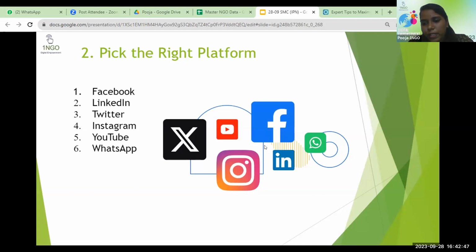on Instagram. And YouTube and WhatsApp are used by most of the individuals in the world. So these are the platforms that are used by nonprofits, and you should pick your audience. Also keep the content precise on what should go on which platform. So picking the right platform is also one of the key things that you should keep in mind when you're launching a social media campaign.